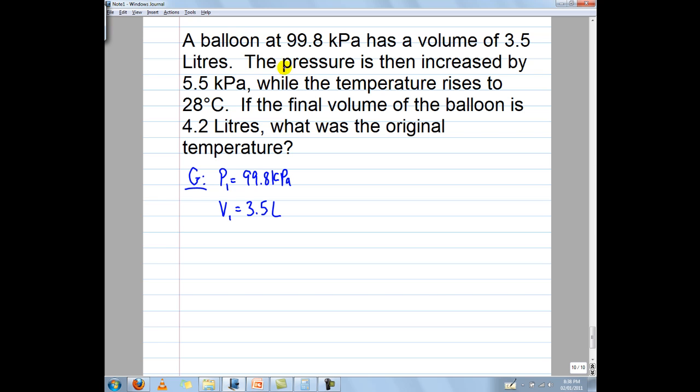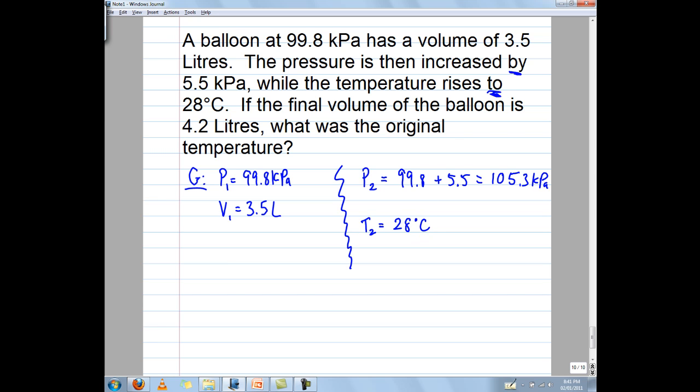Now the pressure is then increased. So as soon as I see this sentence over there, I know I'm going to a new situation. So I draw my squiggly line, and I set my new situation. Now it says it's increased by 5.5 kilopascals, so I know I need to add 5.5 to the original 99.8, which means that my final pressure is going to be 105.3 kilopascals. While the temperature rises to 28 degrees Celsius. So I know my temperature 2 is equal to 28 degrees Celsius.